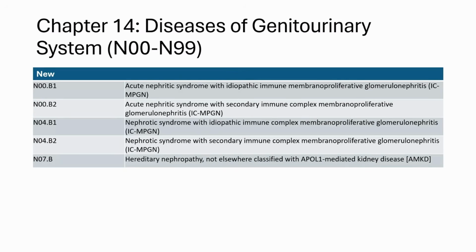So the other important addition is N07.5 for hereditary nephropathy with APOL1 medicated kidney disease. And that's a genetic variant that raises the risk of kidney disease, particularly in people of African ancestry. And the committee minutes emphasized that this code was needed so that AKMD could be tracked separately in data and research instead of being buried under nonspecific hereditary nephropathy codes.